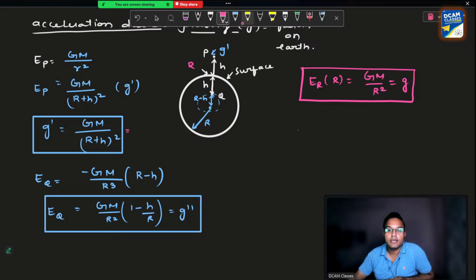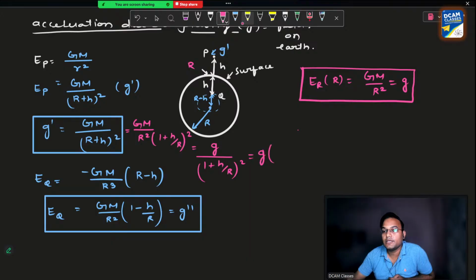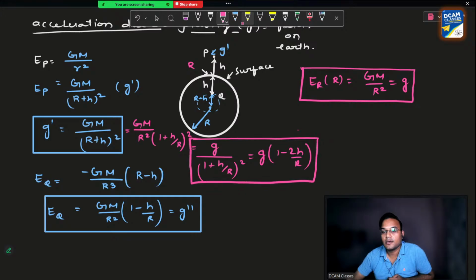This becomes GM by R square, I take common, 1 plus h by R whole square. So it will become g by 1 plus h by R whole square. The approximation we do is g into 1 minus 2h by R. This is one more result for this. You can write. And this one you can write as g into 1 minus h by R.